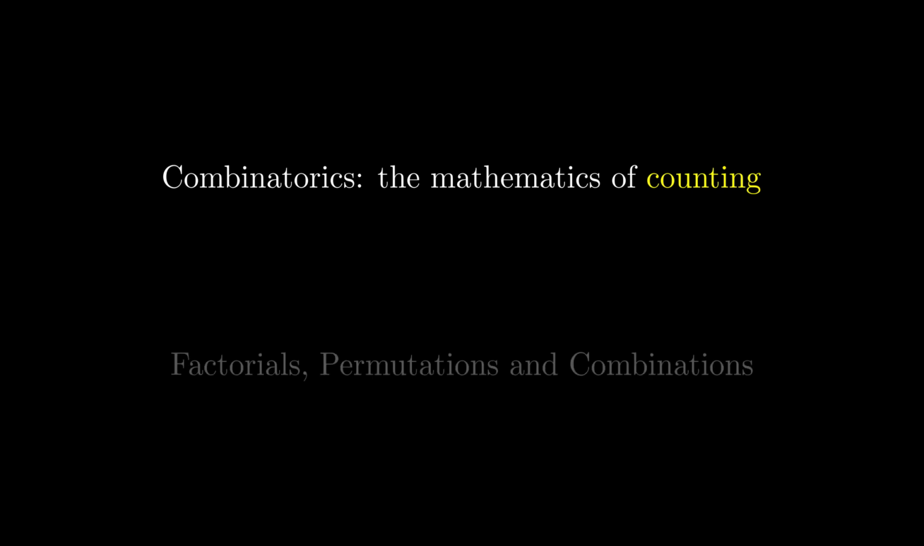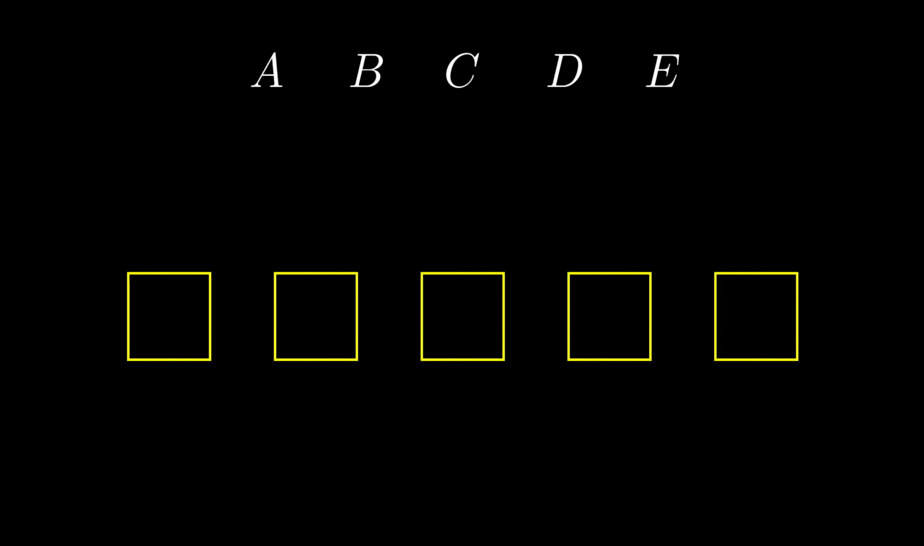Today we're looking at factorials, permutations, and combinations. So let's start with 5 letters and think about how many ways there are of shuffling these letters around, right? Of arranging them in different orders. And the way we think about this is we give ourselves a bunch of empty spaces and we count how many options we have when we're trying to fill these spaces.